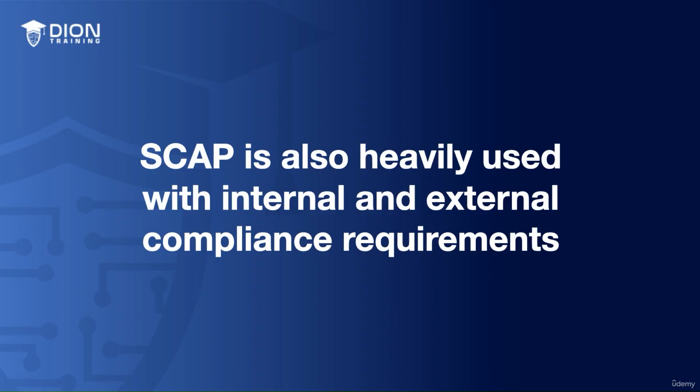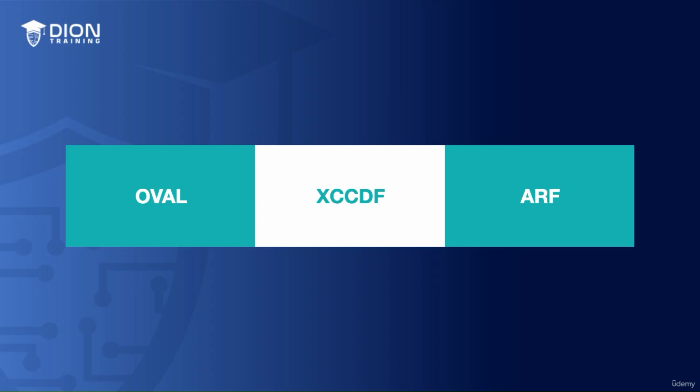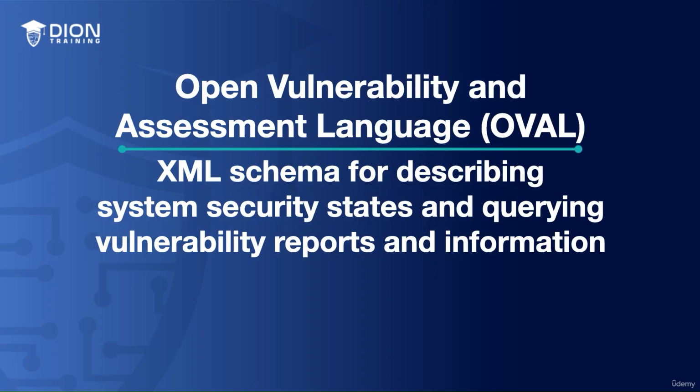Now, there are three main languages that are used inside of SCAP. These are OVAL, XCCDF, and ARF. The first one we have is OVAL, which is pronounced "oval." Now, OVAL is the Open Vulnerability and Assessment Language, which is an XML schema for describing system security states and querying vulnerability reports and information.